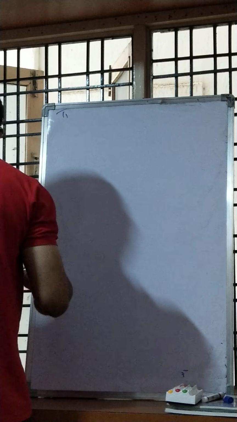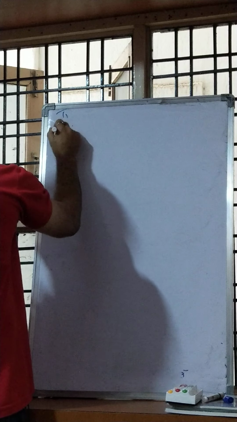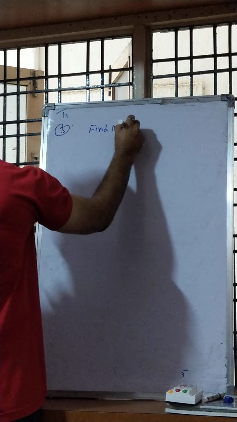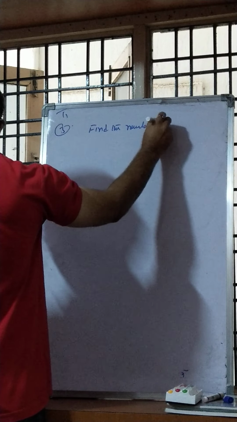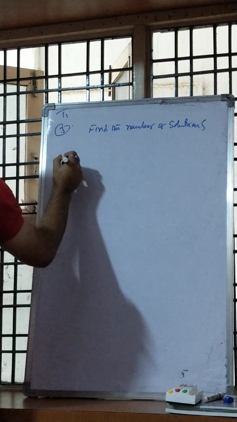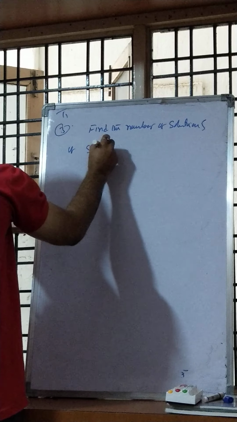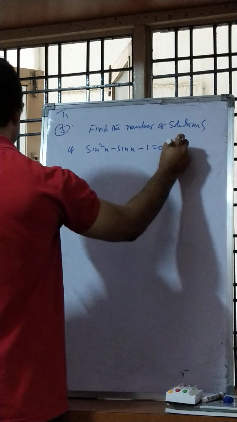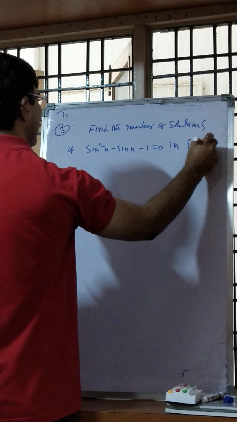Next one, in this case, I would like to tell you what is going to happen here. Suppose the third one is like this, sir. They'll ask like this: find the number of solutions of sin square x minus sin x minus 1 equal to 0 in minus 2 pi to 2 pi.